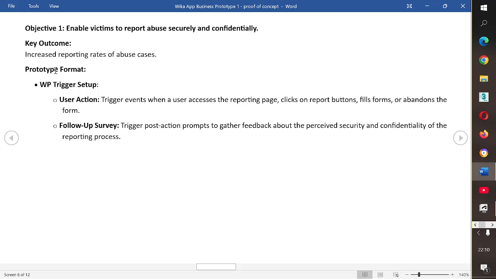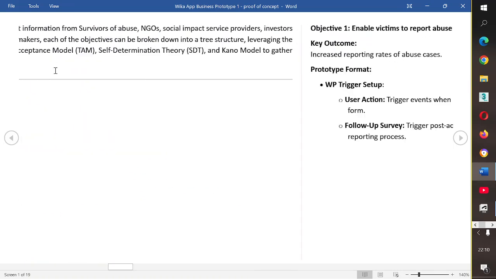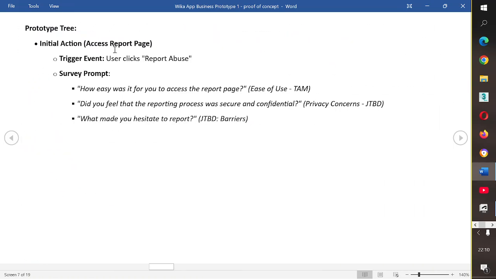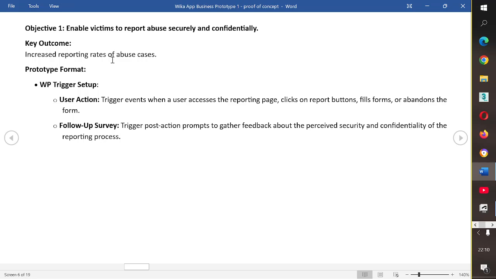And then we have this one, which is the prototype format. So the user action is all this, but what this is saying is that we'll put there buttons, or let's call them widgets, like triggers to click and take them somewhere. And then we're going to have a follow-up survey. This follow-up survey is the needs assessment. This is now the data collection point based on what they had clicked on and the question we had asked.